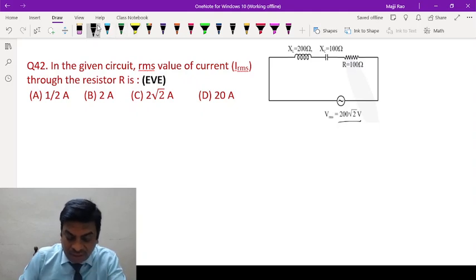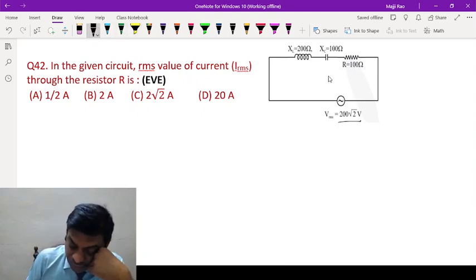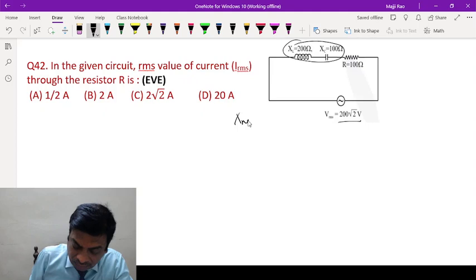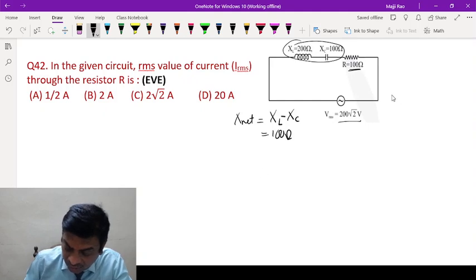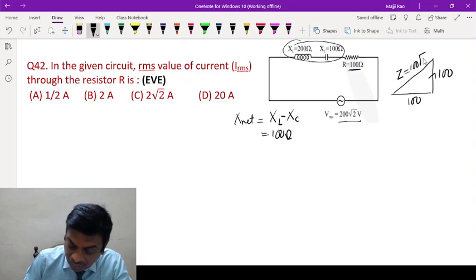In order to know the net impedance, you should know the net reactance as well as the resistance. So, you can see the net reactance is 200 minus 100. It is the difference between the inductive and the capacitive reactance, and this is also R. So if you draw the impedance triangle, then you have 100, this is also 100, so Z will be 100 root 2.